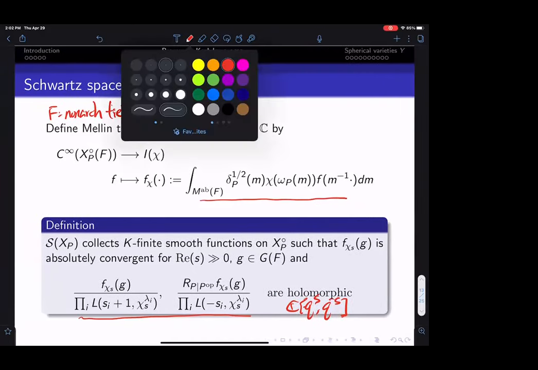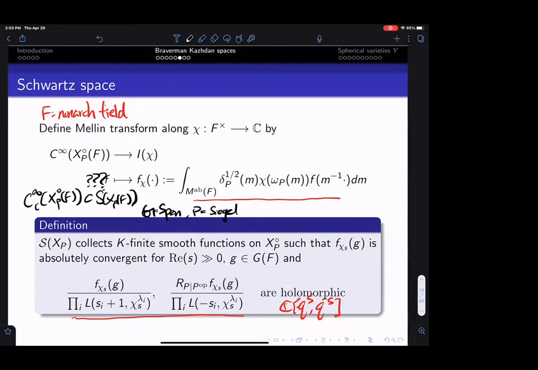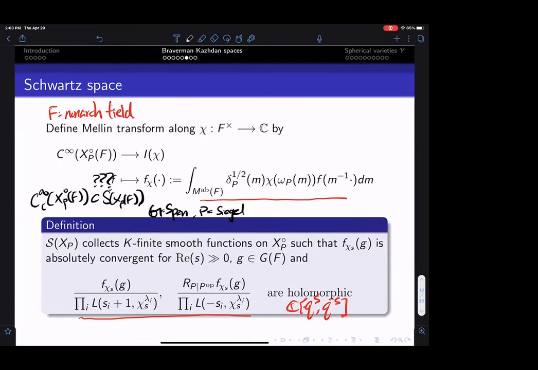And as I mentioned earlier, it's not known that the compactly supported smooth functions are contained in this space. This is not known. But in the special case where G is Sp_{2n} and P is the Siegel parabolic, this is true, by the work of Getz and Liu and also by the work of Ikeda. We expect this to be true in general, but we are not sure how to prove it.